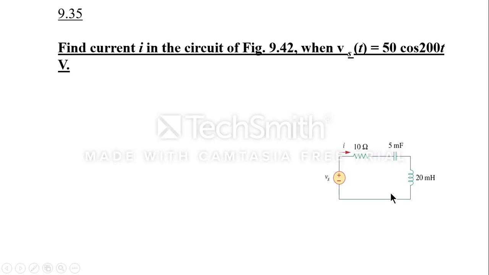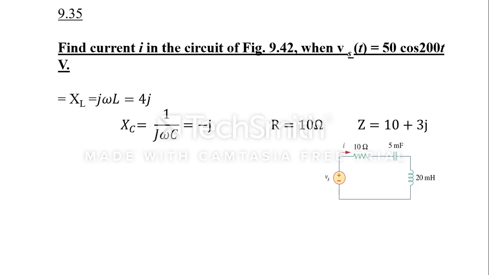Now, in this sum, they have given us an RLC circuit with resistance as 10 ohms, capacitor value as 5 millifarad, inductor value as 20 millihenry, and the source voltage as 50 cos 200t without any phase angle. We are supposed to find the current through the circuit. This is a pretty easy sum.